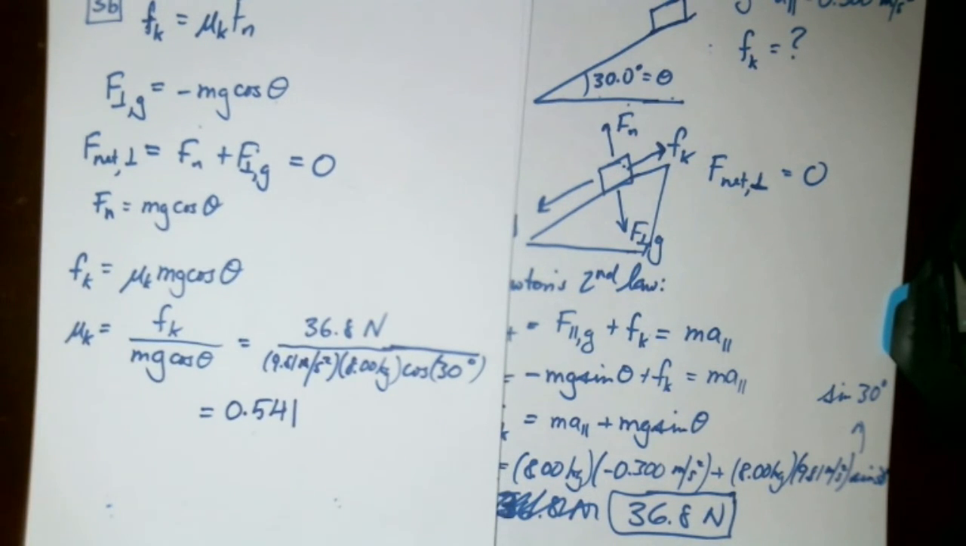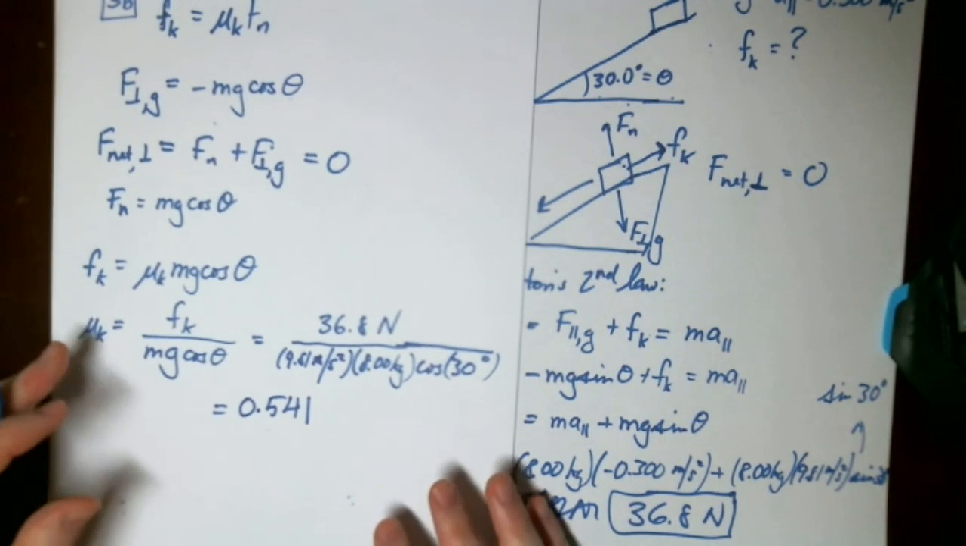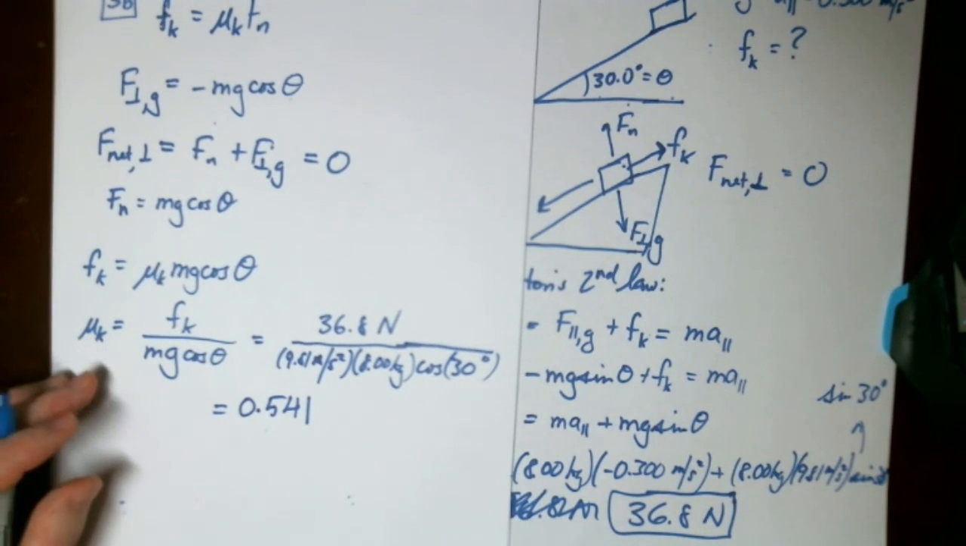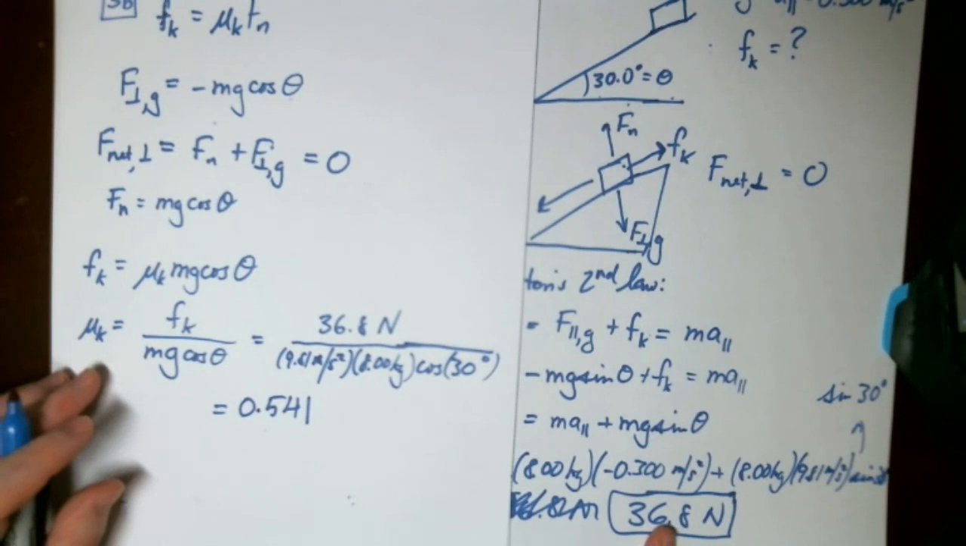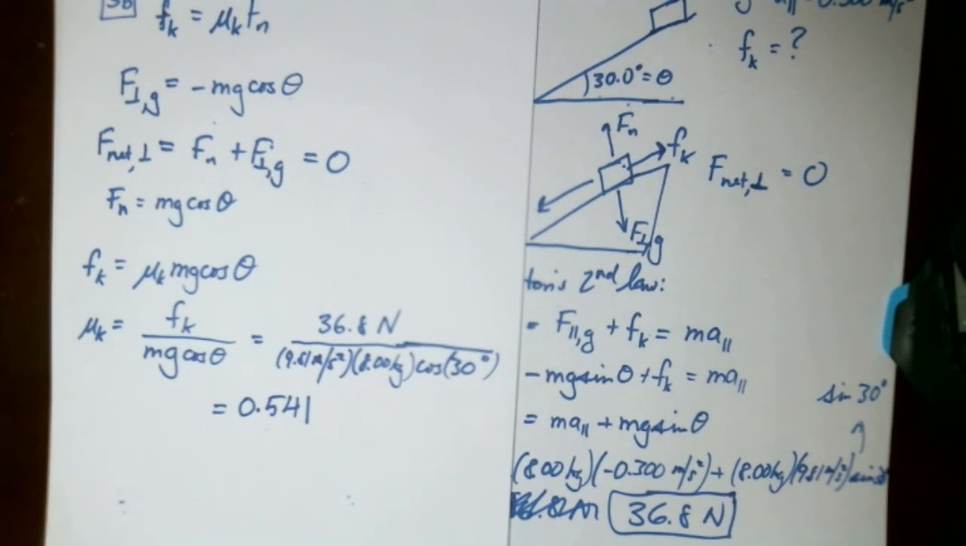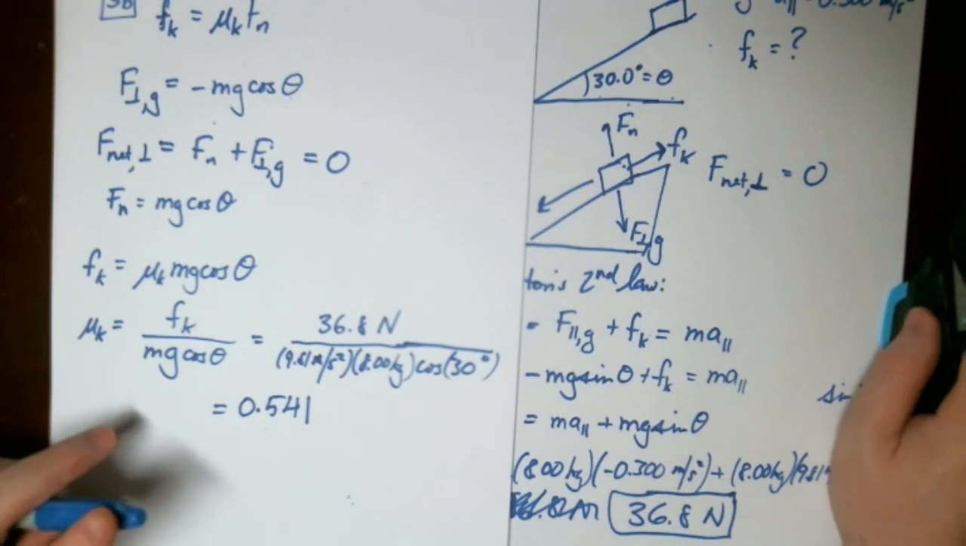0.541. I think I have 0.542 on the quiz. That's well within the margin of error I allow on the quiz. I imagine the 0.542 came because I didn't round 36.8 when I did this calculation. All right, so that's it for the solutions to the quiz from June 8th.